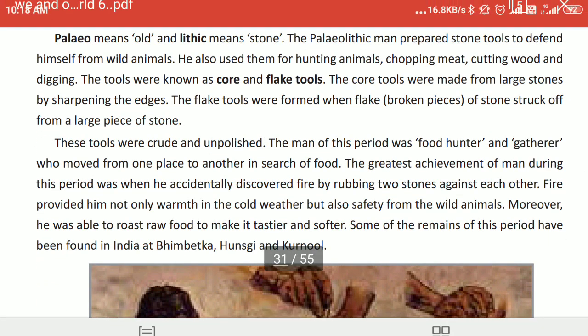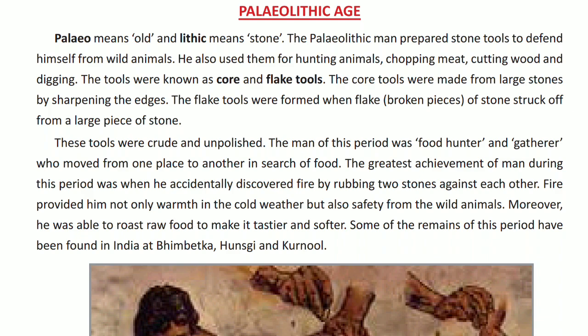In the Paleolithic age, we discussed the biggest invention was the discovery of fire by rubbing two stones against each other. Fire provided them not only warmth in cold, but also safety from wild animals. Moreover, they were able to roast food with fire, and it became tastier and softer. The Paleolithic sites in India are Bhimbetka, Hunsgi, and Kurnool.